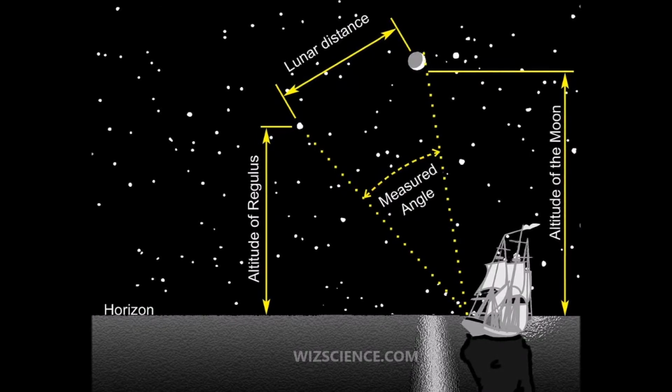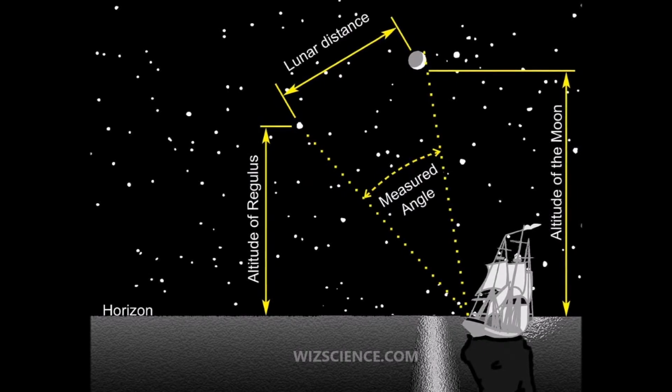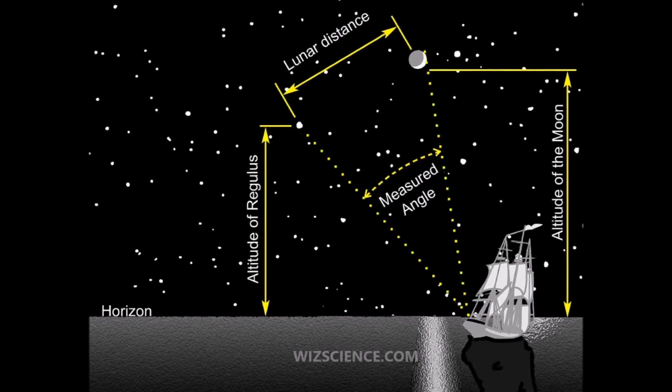Using a sextant, the navigator precisely measures the angle between the Moon and another body. That could be the Sun or one of a selected group of bright stars lying close to the Moon's path. Near the ecliptic, Regulus was particularly commonly used.